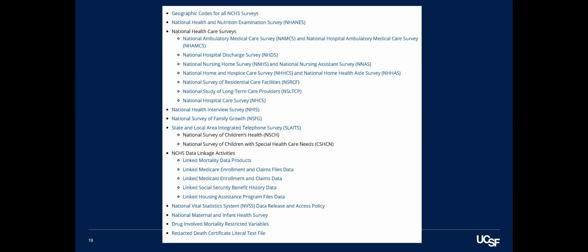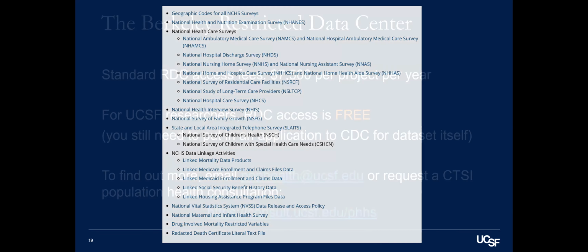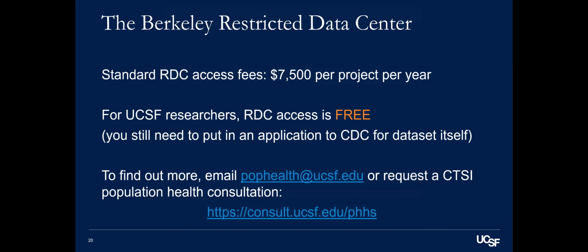And then when you go to the Berkeley Data Center, you actually have to get approval from the Census Bureau as a sworn officer of the census that you're going to protect the confidentiality of the information. The standard access fee at the Restricted Data Center is $7,500 per project per year, but because UCSF is the partner, UCSF researchers can access it for free. You still need to put in your application to the CDC or whoever owns the data set itself, and you may need to pay them a setup fee, but this is a huge cost savings for you.